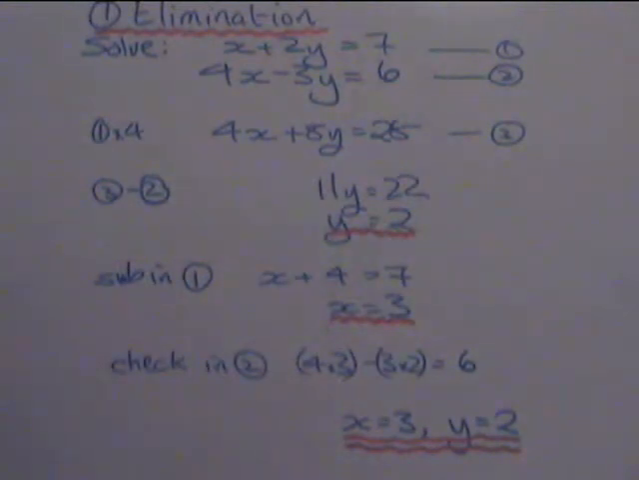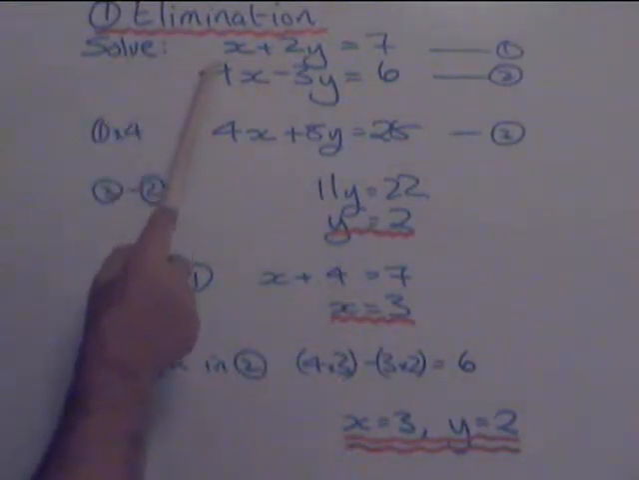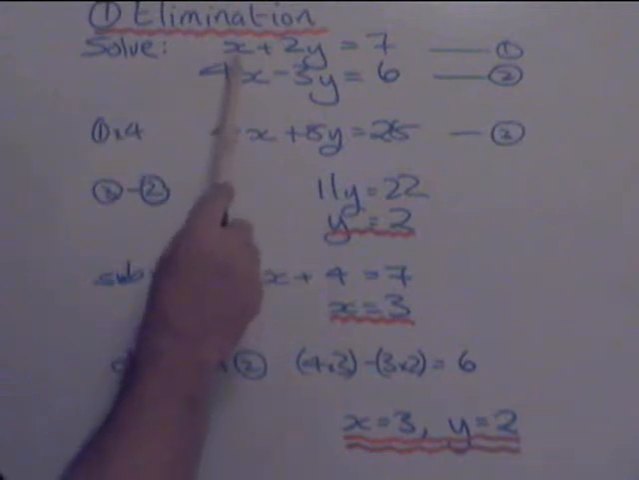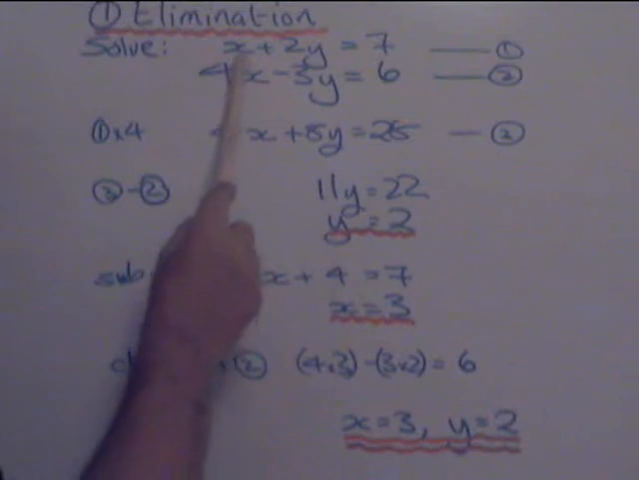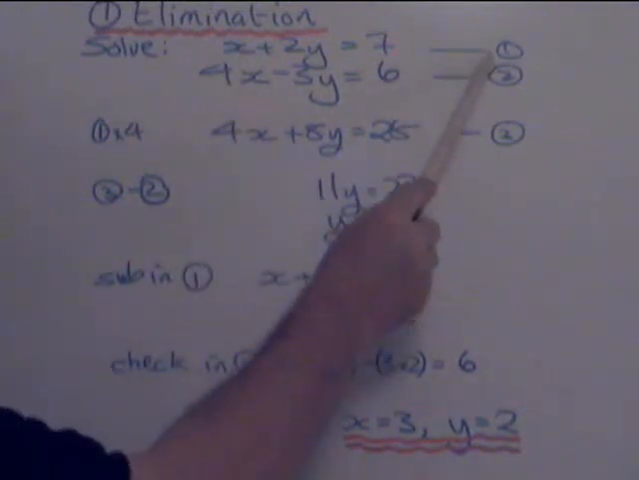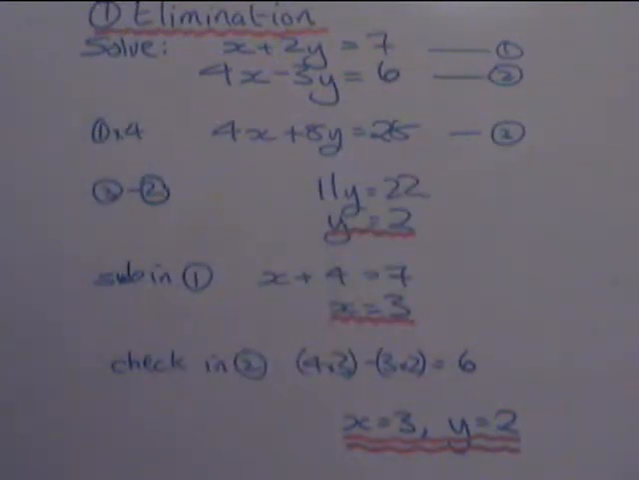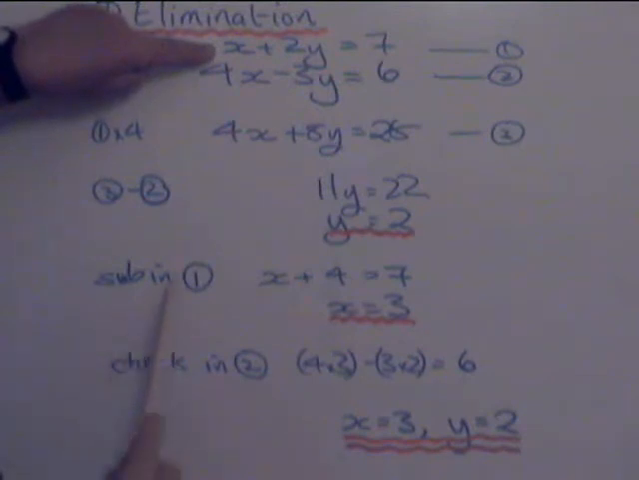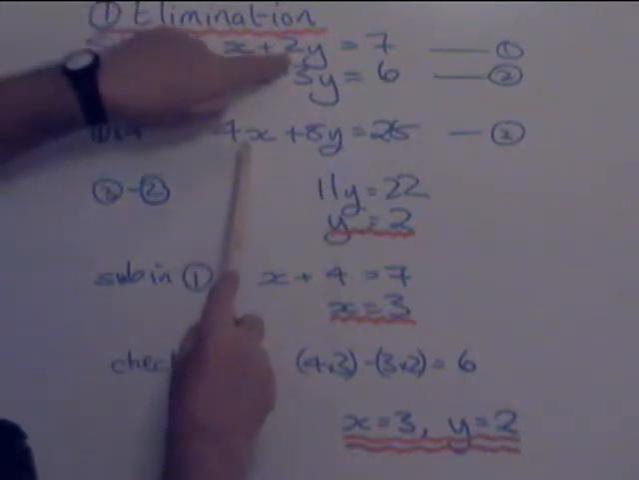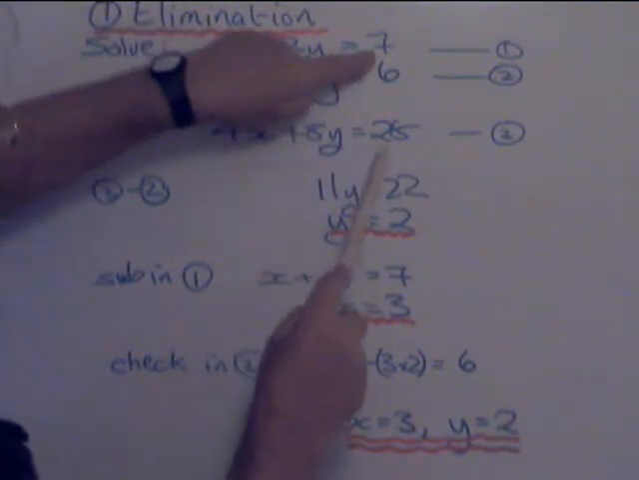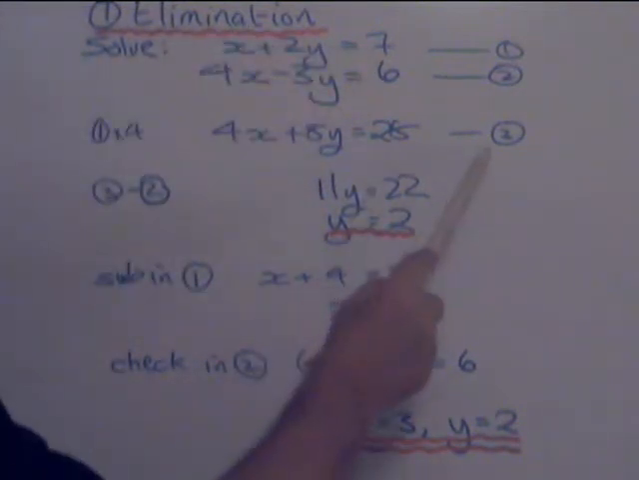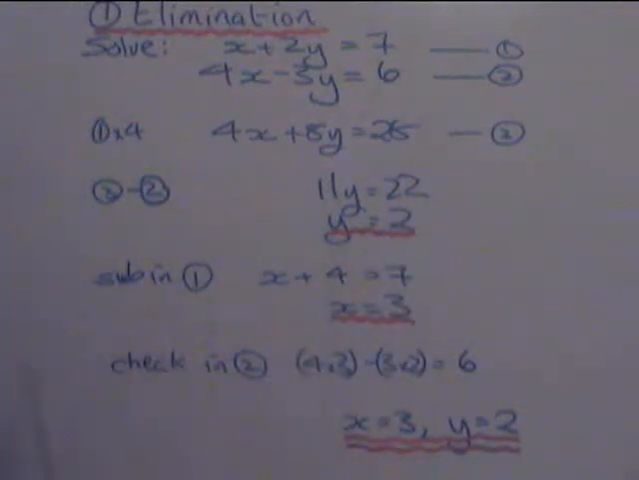Now in order to use the method of elimination, I've got to equalise the coefficients of either x or y. It looks easiest to me to equalise the coefficients of x. So I can take equation 1 here and multiply it by 4. So that's what I've got here. x times 4, 4x, plus 2y times 4 is 8y, equals 7 times 4, 28. I'm calling that equation 3.